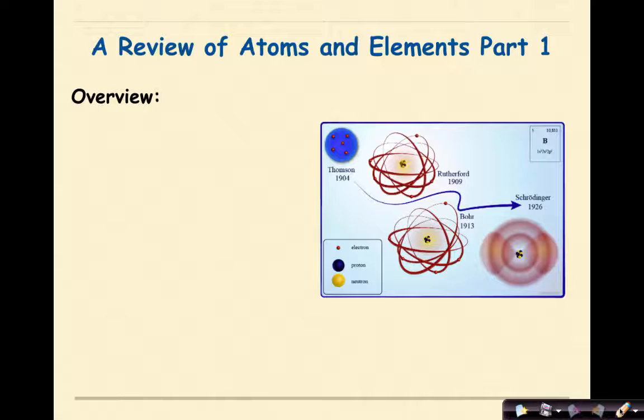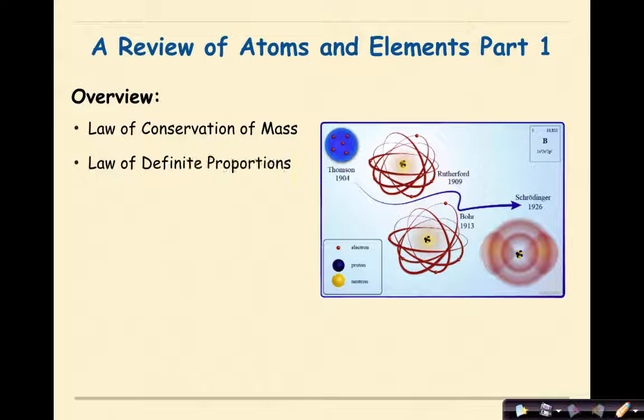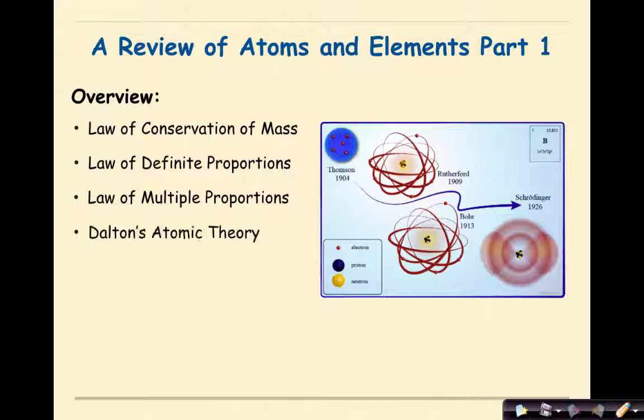A review of atoms and elements, part 1. Today we're going to be looking at the law of conservation of mass, the law of definite proportions, the law of multiple proportions, Dalton's atomic theory, and then finally, nuclear theory of the atom.